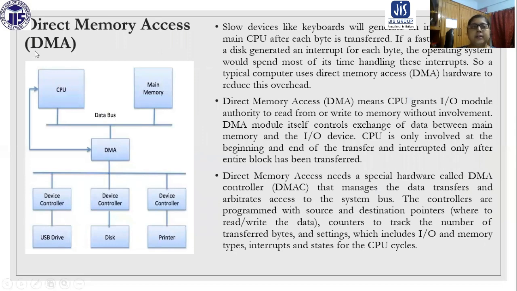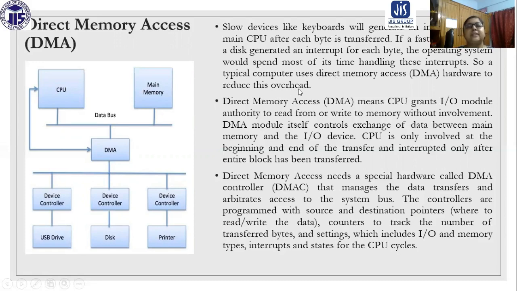Now the last one, that is direct memory access. Slow devices like keyboards will generate an interrupt to the main CPU after each byte is transferred. If a fast device such as a disk generated an interrupt for each byte, the operating system would spend most of its time handling these interrupts. So a typical computer uses direct memory access hardware to reduce this overhead.